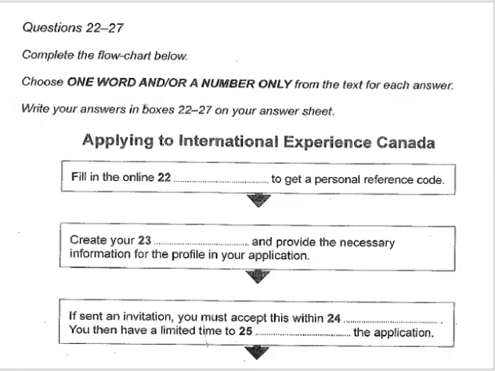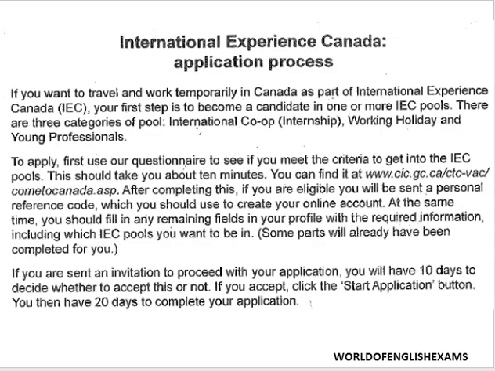So moving on to the next one, create your dash. Maybe create your profile or something like that. And provide the necessary information for your profile in your application. So first we need to create something and then provide the information. What do we need to create? Let's see. After completing this, if you are eligible, you will be sent a personal reference code which you should use to create your online account. So what do we need to create?